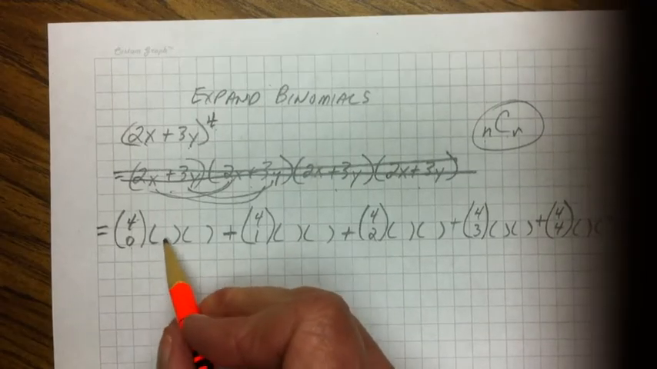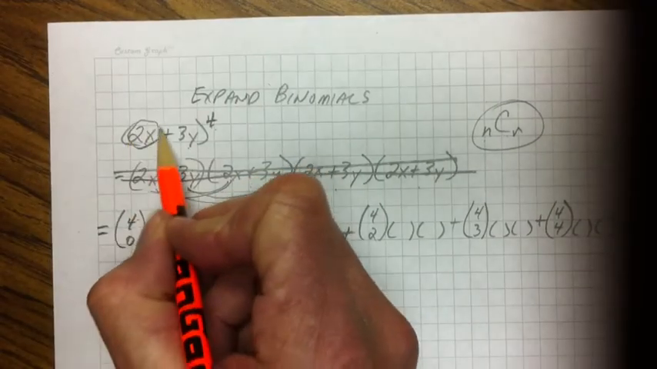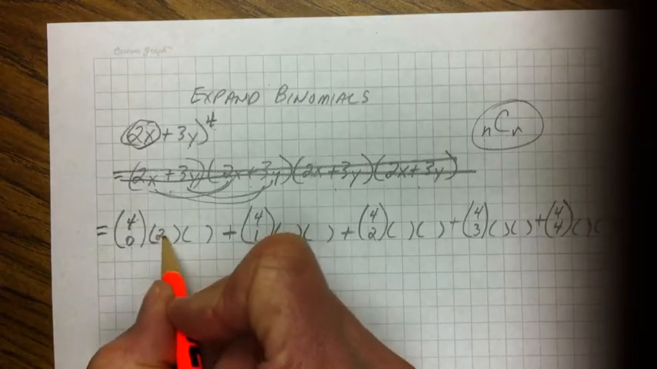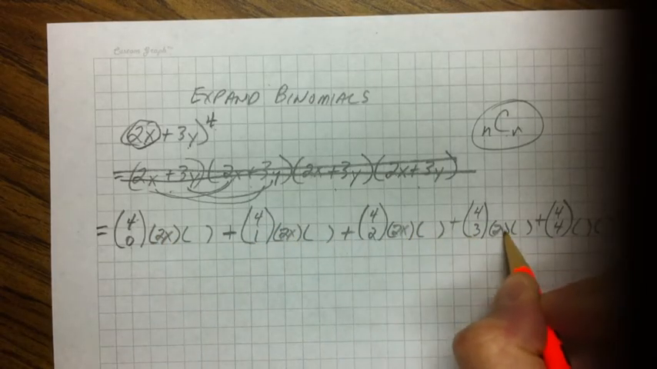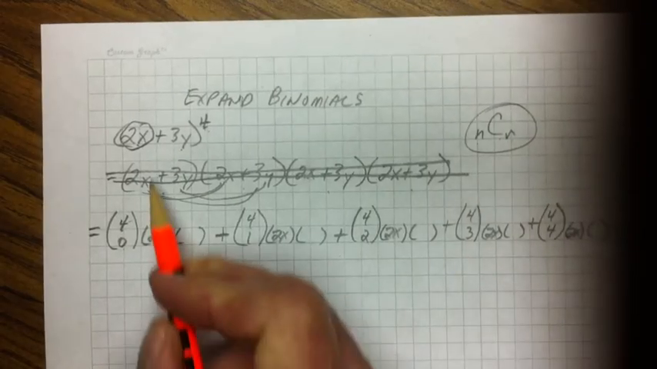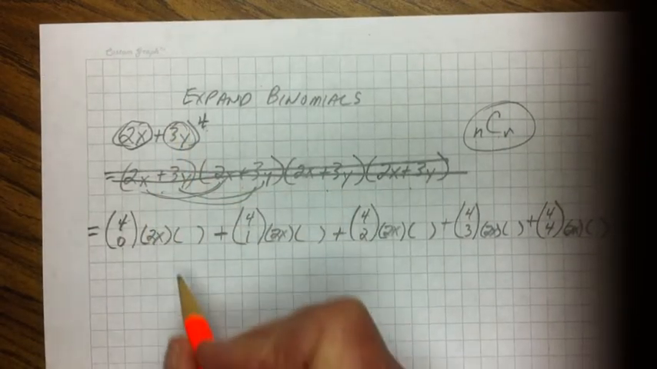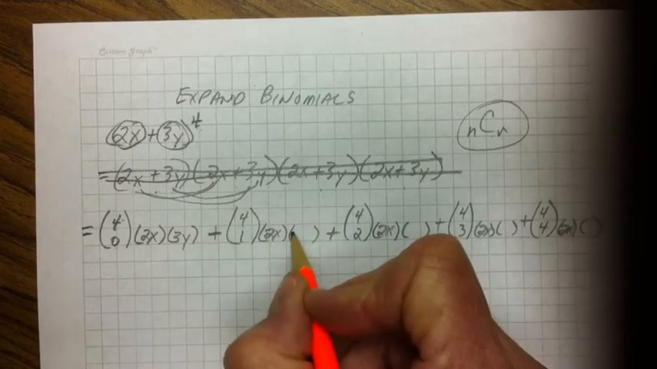The next thing we want to do is put our first term, 2x, into this parentheses right here, all the way down. 2x, 2x, 2x, all the way down. The second term, 3y, goes in the parentheses right next to it.